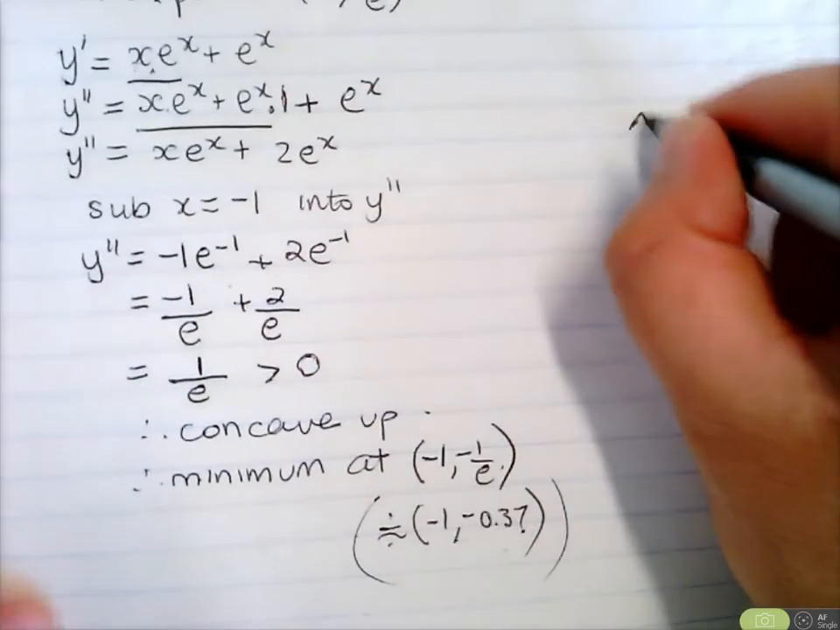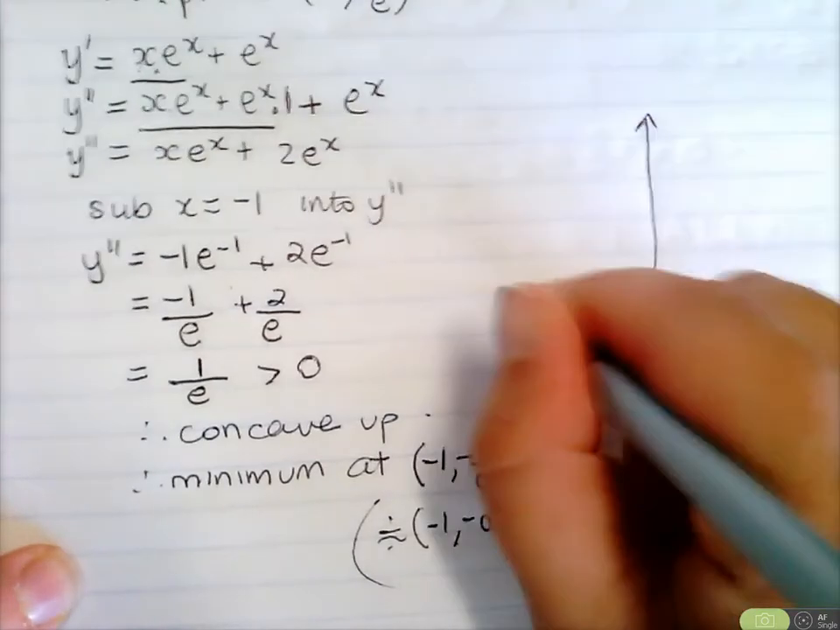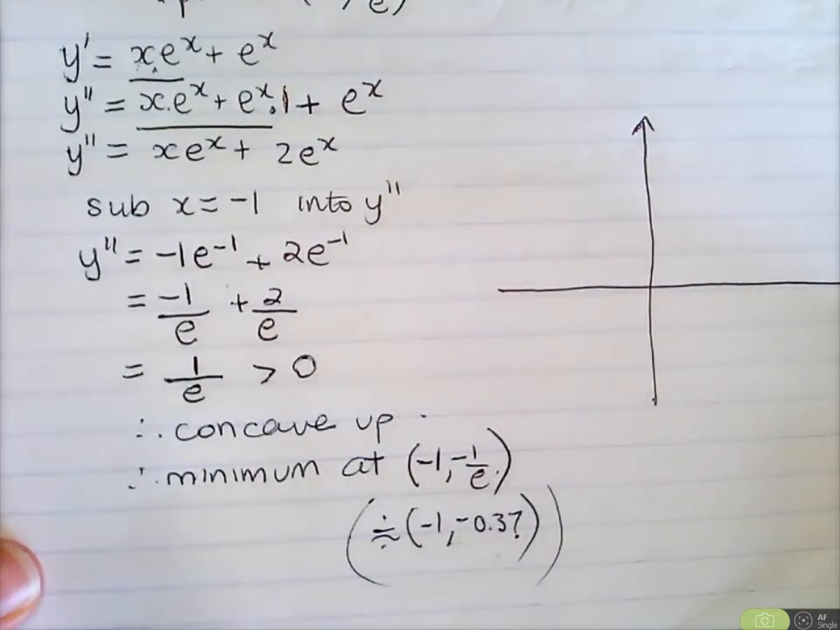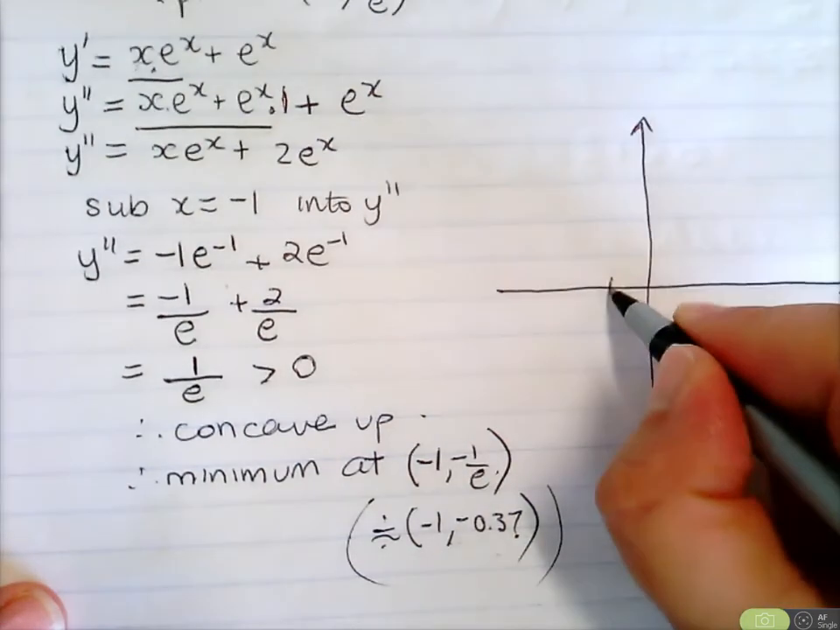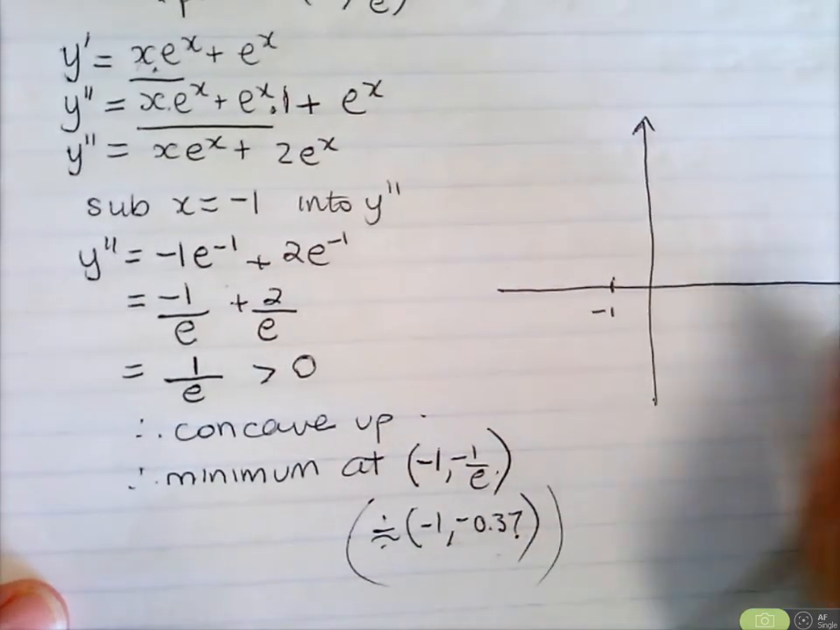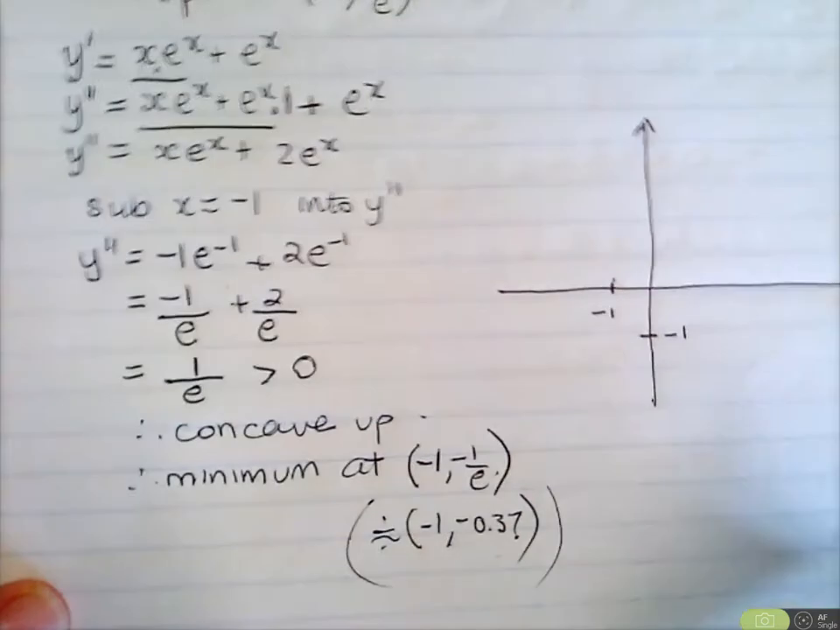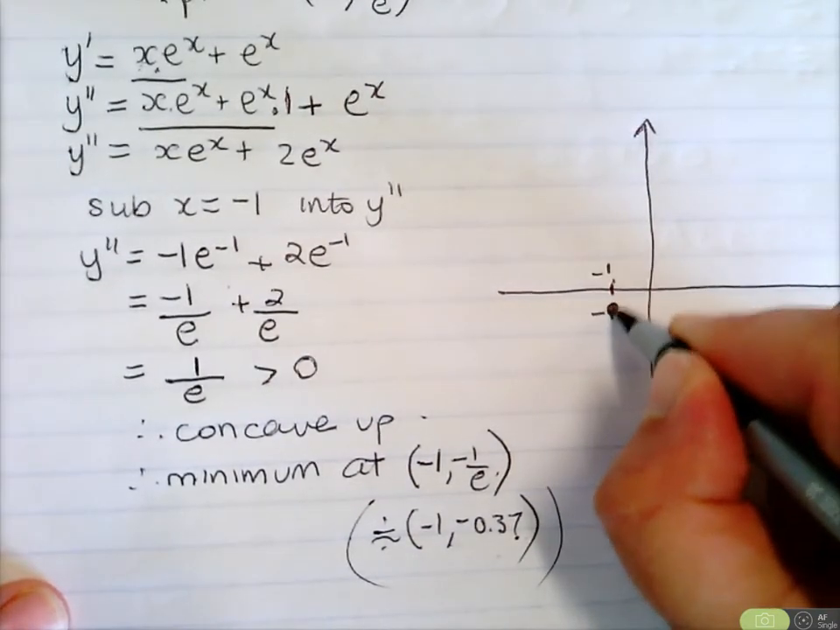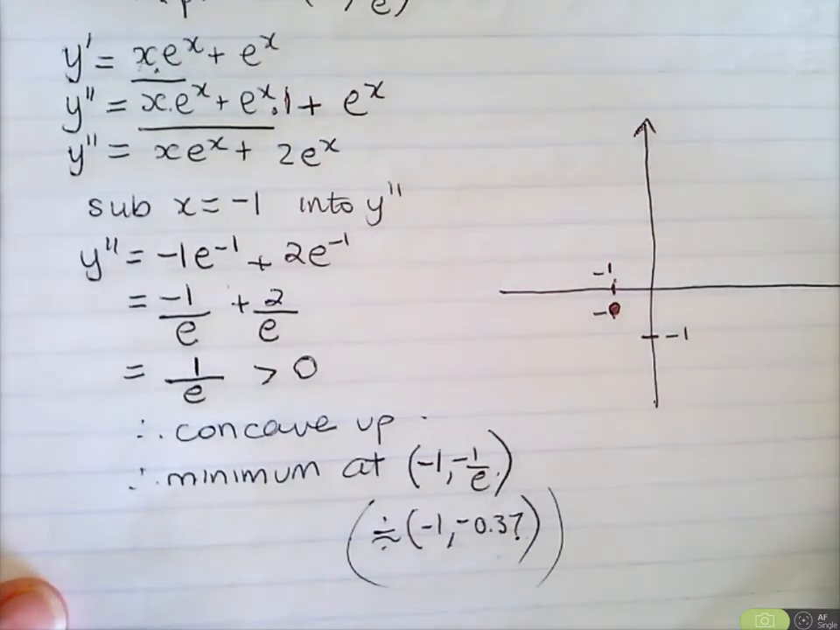So what does our curve look like? Let's sketch. We've only got one turning point and we've got a minimum at -1, and the other -1's there. So, oh, this is a bit bad. I reckon it's about here. Yeah, we might have to see what else happens with this.